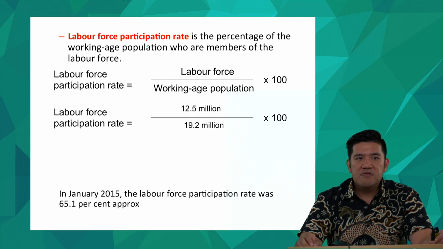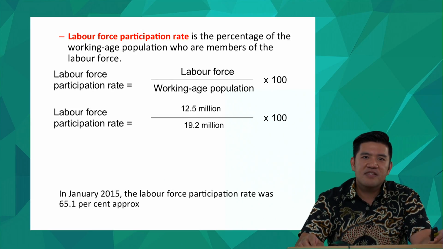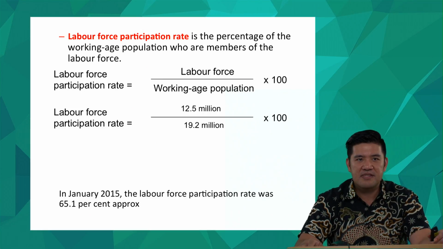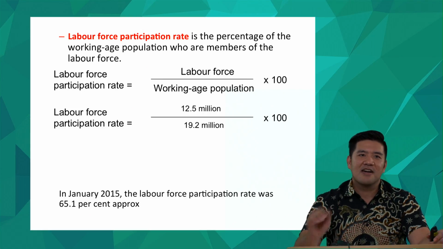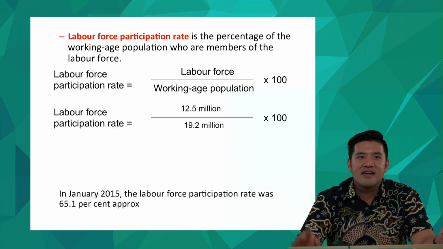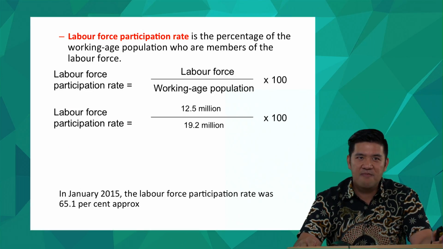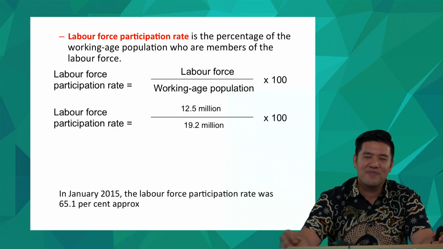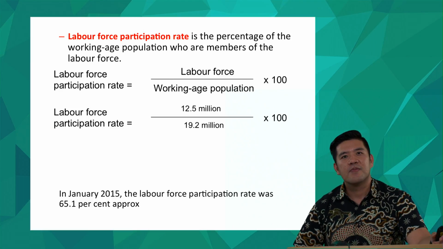So in January 2015, the labor force participation rate of Australia was 65.1% approximately. I'm sure you are fine with this, guys. Calculation of unemployment rate and the calculation of the labor force participation rate. Not that difficult to handle. Well done.